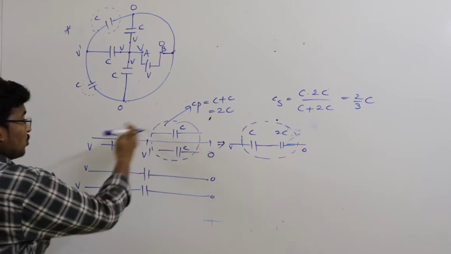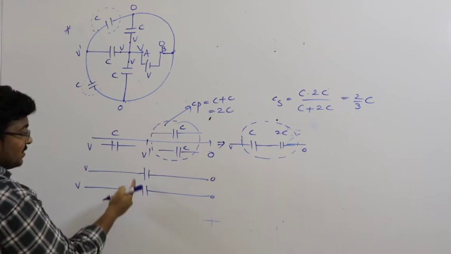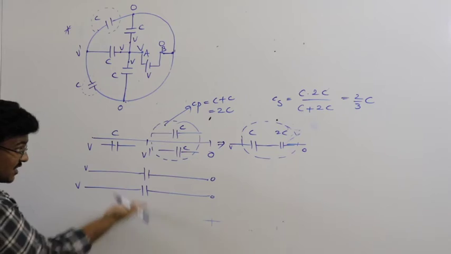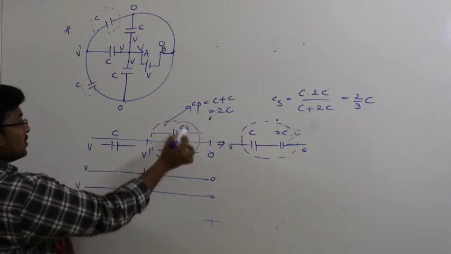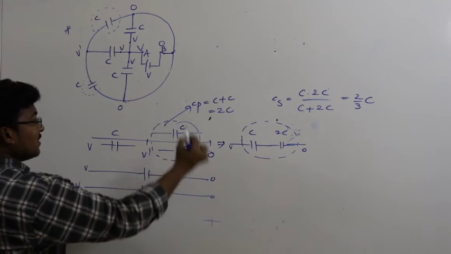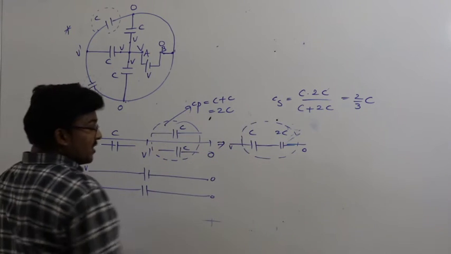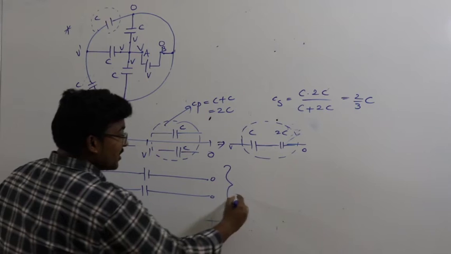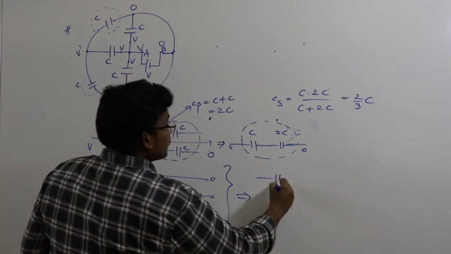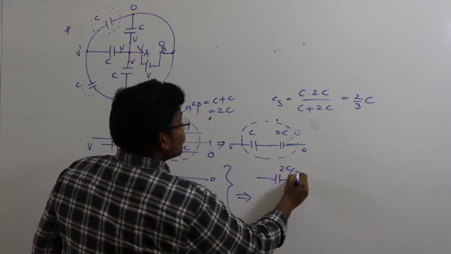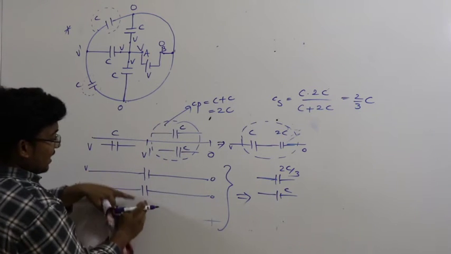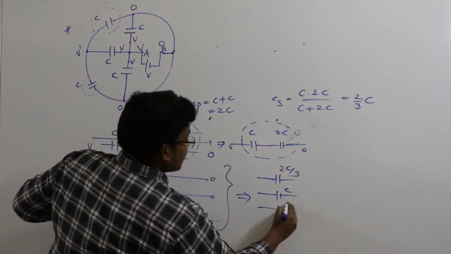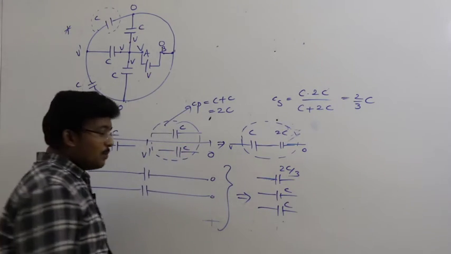Now see, this whole thing we got 2C by 3, and this is C, this is C. All these three branches have the endpoints V comma 0. So instead of this entire thing, I will write 2C by 3. Now this diagram can be written as one capacitor of value 2C by 3, and one more capacitance of C, and one more capacitance of C. So all of them are in parallel.